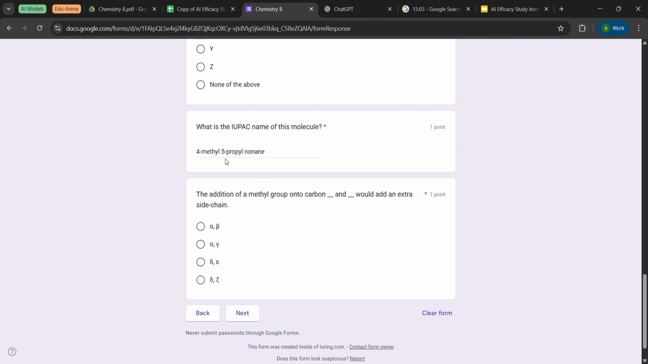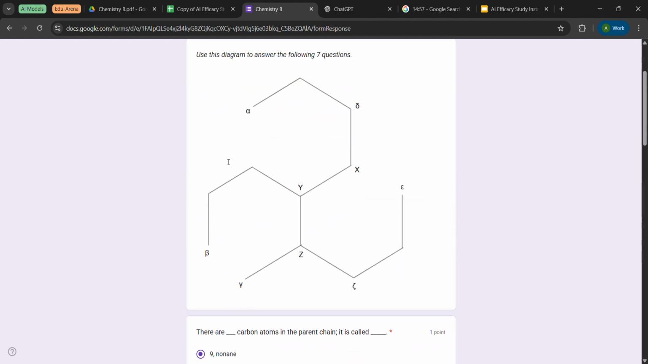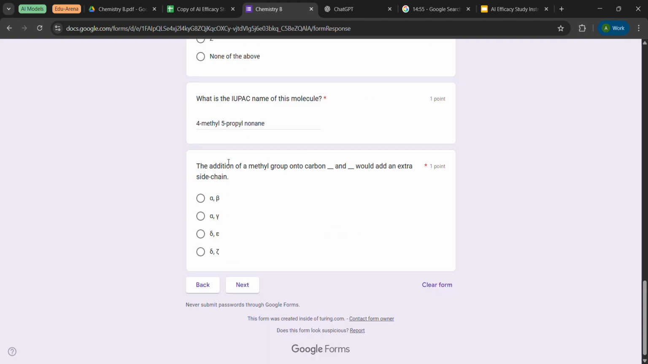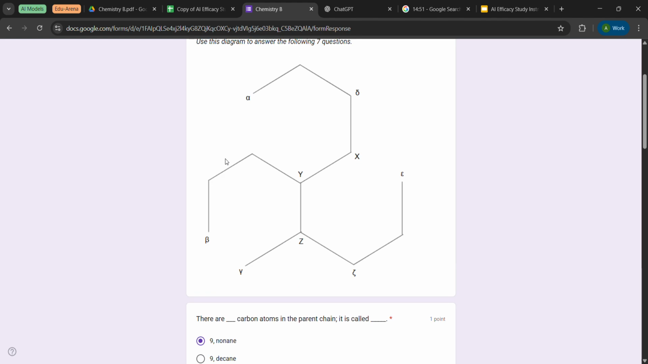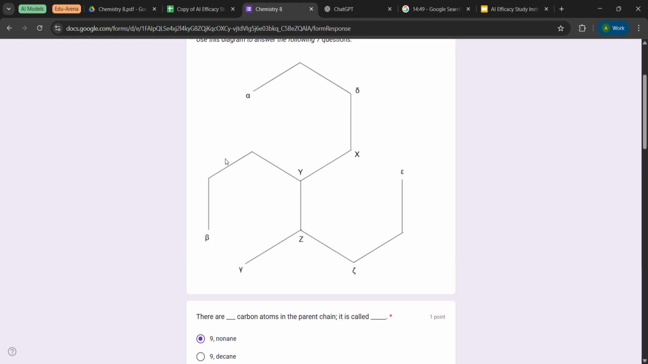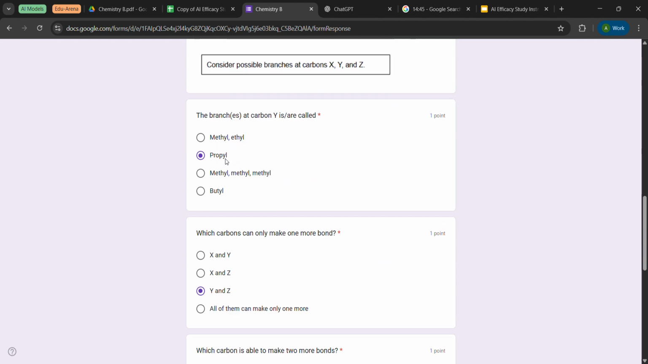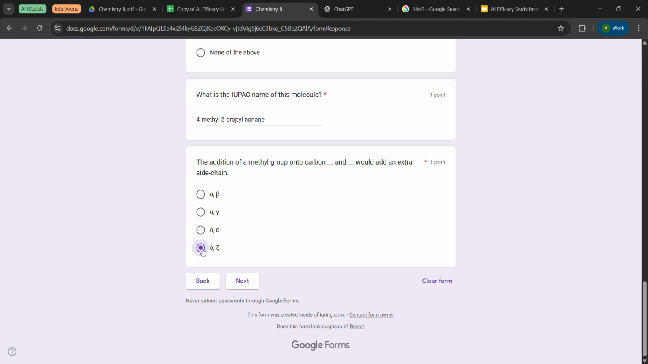The addition of a methyl group onto the carbon dash and dash would add an extra side chain. Okay, so alpha, no. The delta and eta. So adding delta, yeah, it would definitely create a side chain, not eta. I guess this should be the answer. Okay, let's just move on.